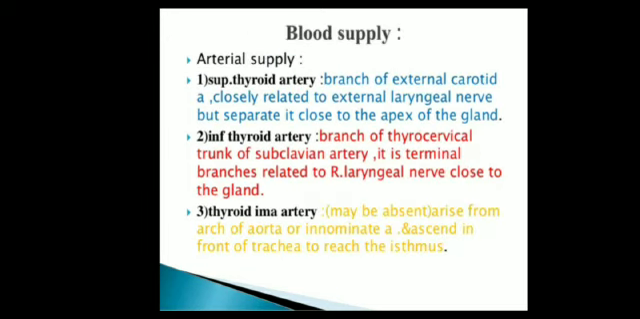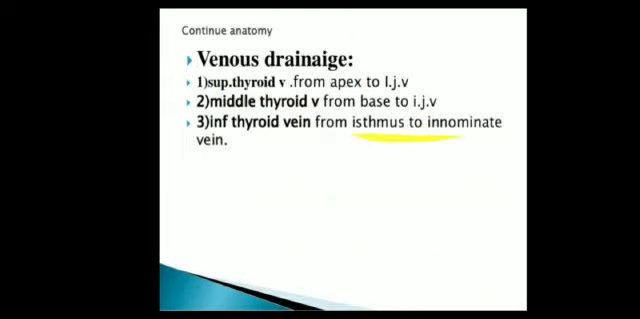Blood supply of the thyroid gland. Arterial supply: superior thyroid artery, inferior thyroid artery, and thyroidea ima artery. The superior thyroid artery is a branch of the external carotid artery, closely related to the external laryngeal nerve, but separates from it close to the apex of the gland. The inferior thyroid artery is a branch of the thyrocervical trunk of the subclavian artery. Its terminal branches are related to the recurrent laryngeal nerve close to the gland. Thyroidea ima artery may be absent in some cases, arises from the arch of the aorta or innominate artery, and ascends in front of the trachea to reach the isthmus.